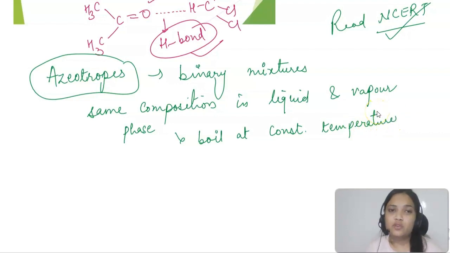Azeotrope means when you mix two components, they will boil at a constant temperature. That is why they cannot be separated by fractional distillation. Because they boil at a constant temperature, how can you fractionally distill them, right?